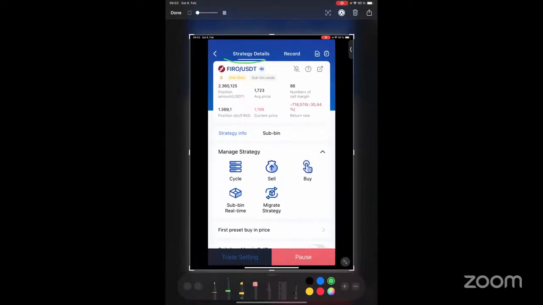These are the strategy details. It's on one shot. When you tap here, you see the candles. The sub-bin mode, that is the real time I'm on. Okay? I've explained all this ones. So the number of margin calls is actually the calls it has done so far. My margin call limit is 100 and it has done 86.